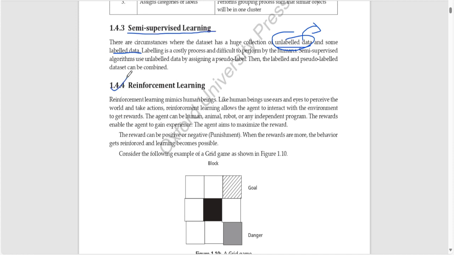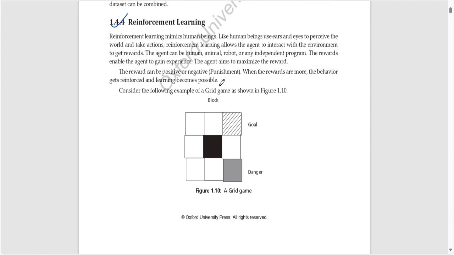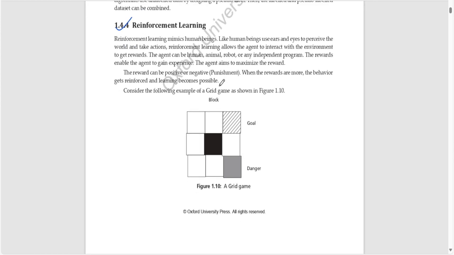Now comes the fourth one, reinforcement learning. Reinforcement learning mimics human beings. Human beings use ears and eyes to perceive the world and take actions. So this reinforcement learning interacts with the environment, takes the knowledge from the environment, and then gives the output. The agent can be a human, an independent program, or anything which gains experience, and then it gives the output.